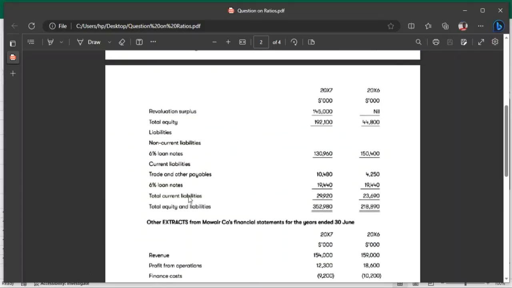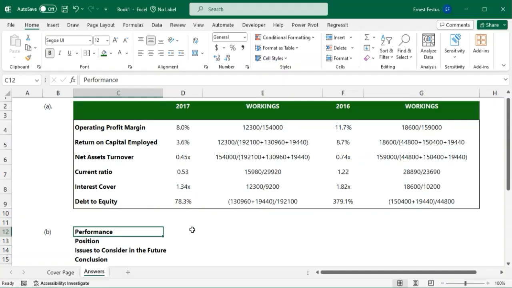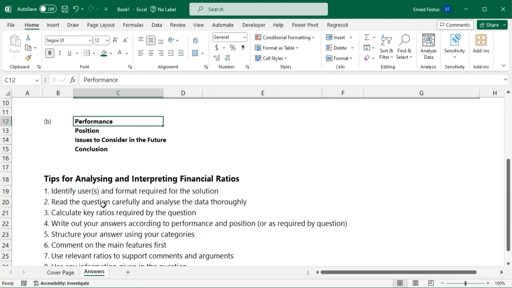So let me actually go to the question. The B part of the question says: comment on the performance of Moorware Company Limited for the year ended 30th June 2017. Also highlight any issues which Moorware Company Limited should be considering in the near future. So how do we analyze this? We analyze using the tips I have given you here.